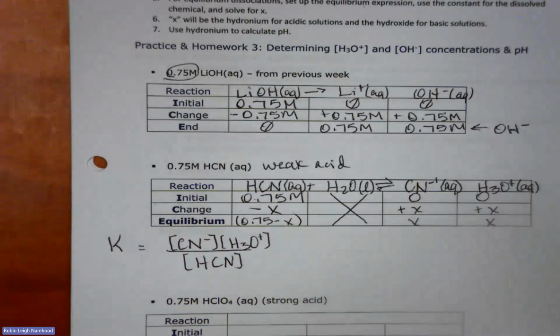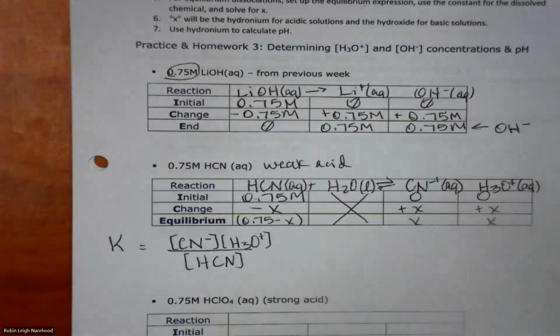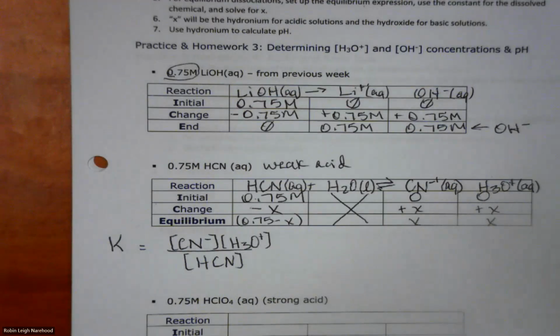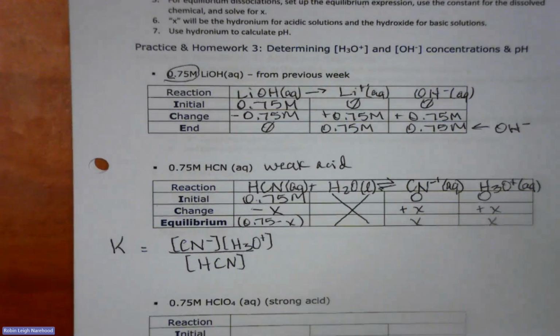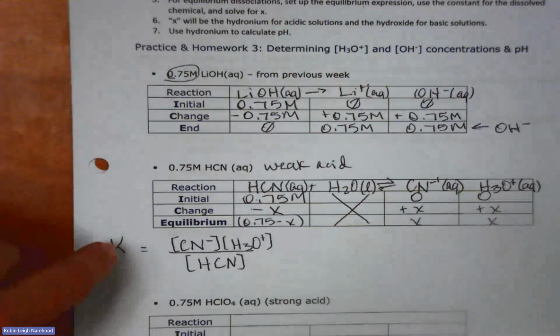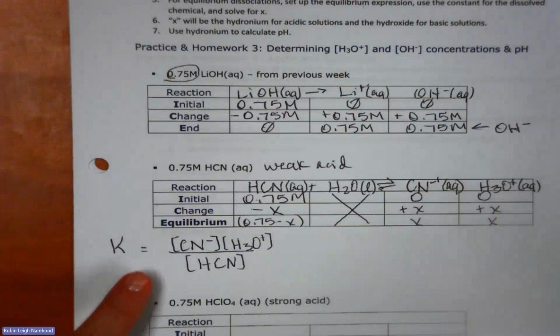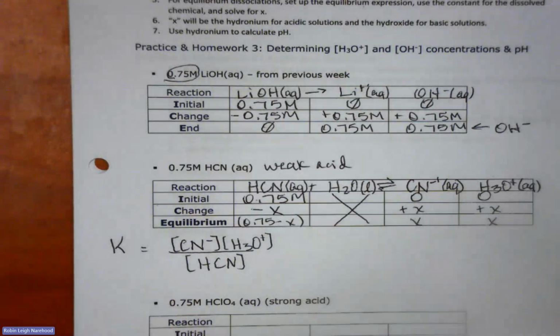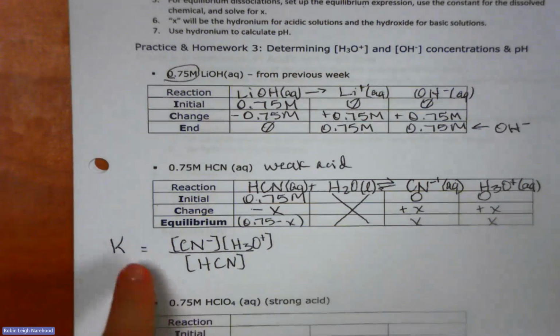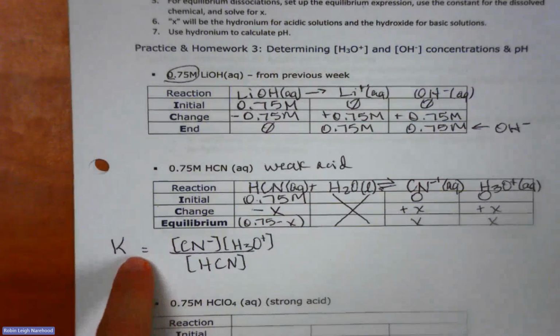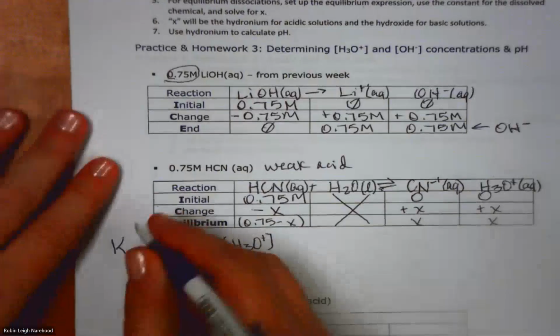This is what your expression should look like. Your products, which are the conjugate base and hydronium, times each other, divided by your weak acid, and it's equal to the constant. Okay, but I'm actually going to put a little letter with the K. I'm not going to say Kc, even though it is based on concentration. Does anybody know what letter I'm going to put for that K? Ka.